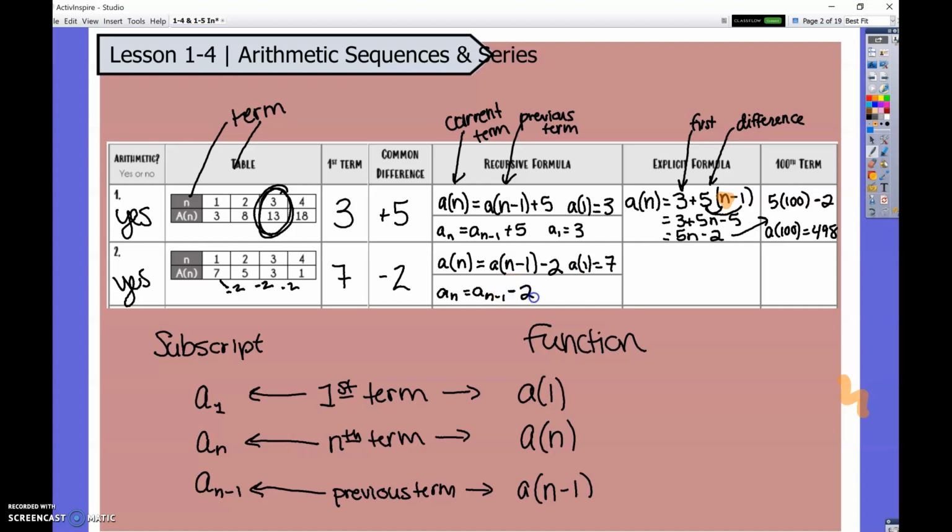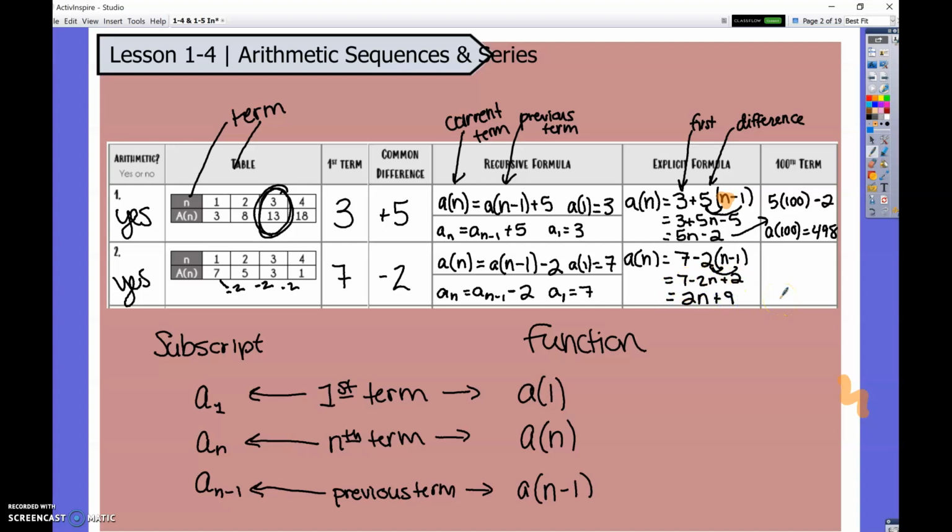So minus 2, where my a sub 1 equals 7. For my explicit formula, I'll say a of n will be my first term 7, and my difference negative 2 times n minus 1. I'm going to simplify that here, and I get 7 minus 2n plus 2, because a negative times a negative is a positive, which would leave me with negative 2n, and 7 plus 2 is 9.